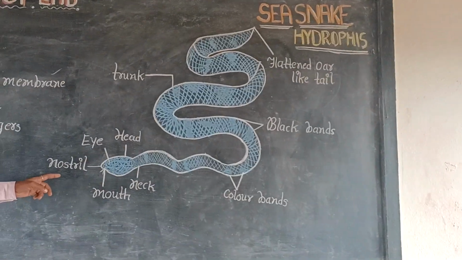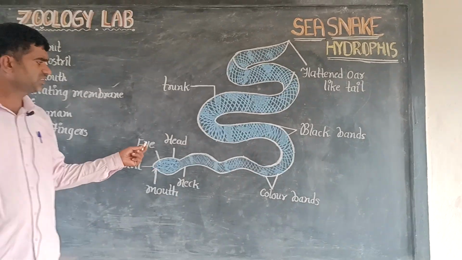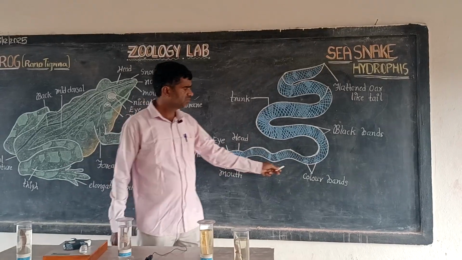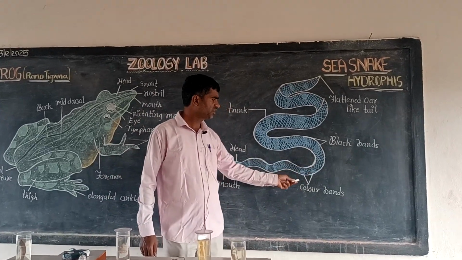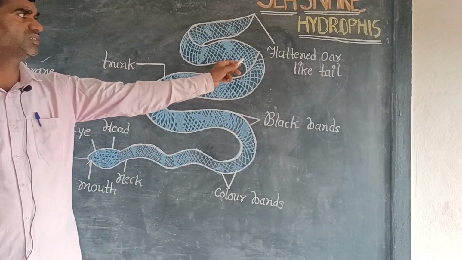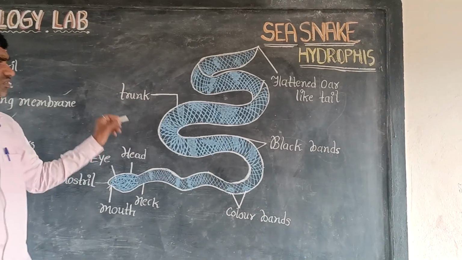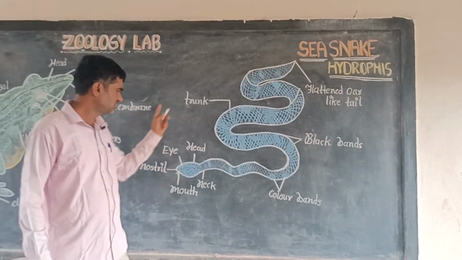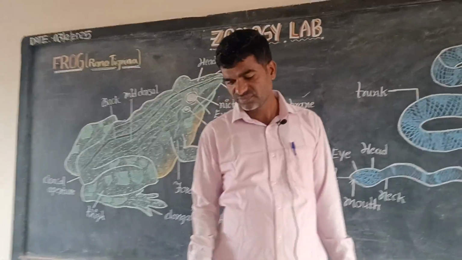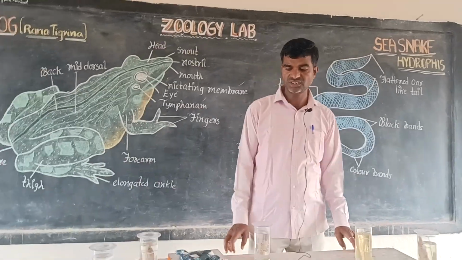The anterior part contains the mouth region, and nostrils are present, a pair of eyes are present, and this is called the head region, and this is the neck region. So colored bands are present here. Black bands are present, and the posterior part has a flattened, oar-like tail. This region is called the trunk region. So this is the specimen of sea snake. Now we are observing the specimens of frog and sea snake.